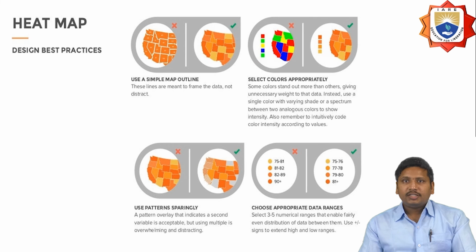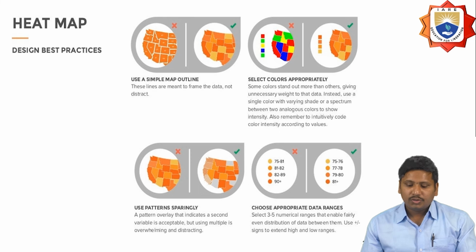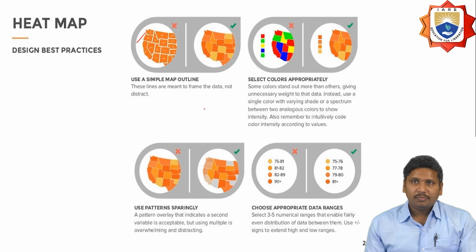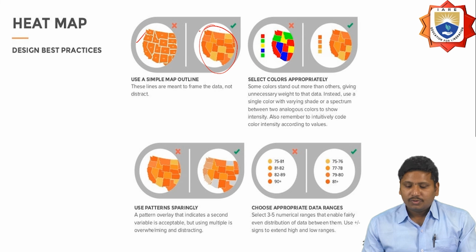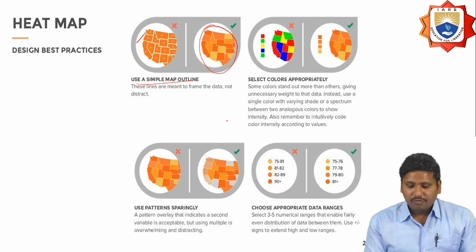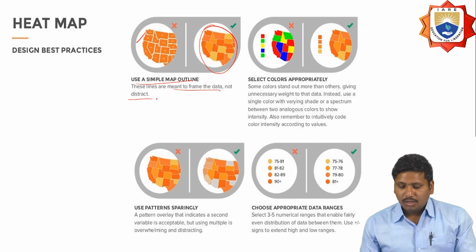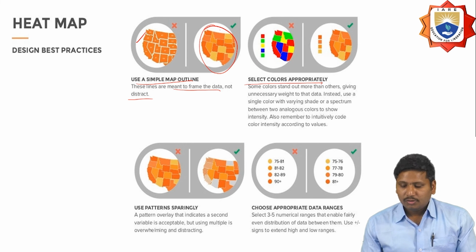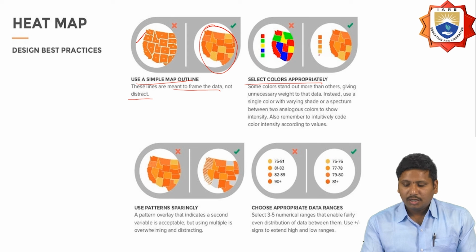And what kind of design practices do we have to consider for the heat map? For this heat map, you have to use a simple map outline. Don't do it like what I'm showing in the PPT. Don't use dark or bold lines between the areas of the cities and so on. Use a simple map outline, frame the data by state, not district, and select colors appropriately. If I use a single color of different intensity, it looks good instead of taking different colors.